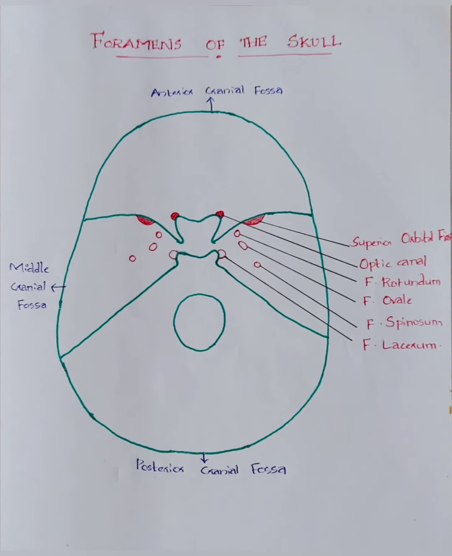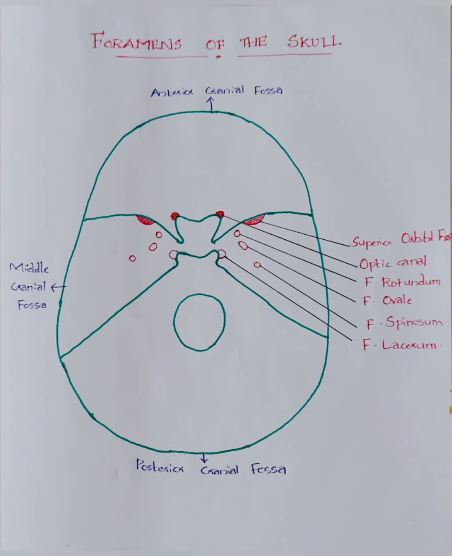Coming back to anterior cranial fossae, the cribriform plate shown here separates the anterior cranial fossae from the nose. The foramen cecum transmits the emissary vein from the nose to the superior sagittal sinus. Anterior ethmoidal canal transmits the anterior ethmoidal artery, vein and nerve, whereas posterior ethmoidal canal transmits the posterior ethmoidal vessels and nerve. Again, in the middle cranial fossa, optic canal transmits the optic nerve and the ophthalmic artery.